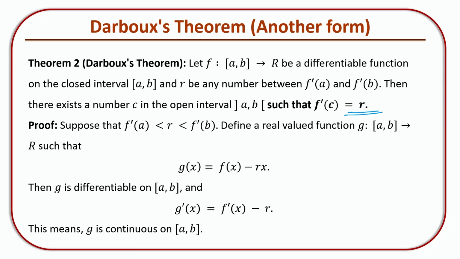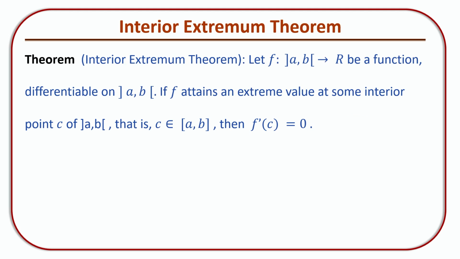So if you have a differentiable function on a closed interval, and at the endpoints the derivatives are of opposite sign, then there exists some number c between a and b such that f dash of c is equal to that number, right? So that is our statement. To prove that statement, let me introduce the interior extremum theorem, without any proof. It's quite easy to prove, that's why it's not given here.